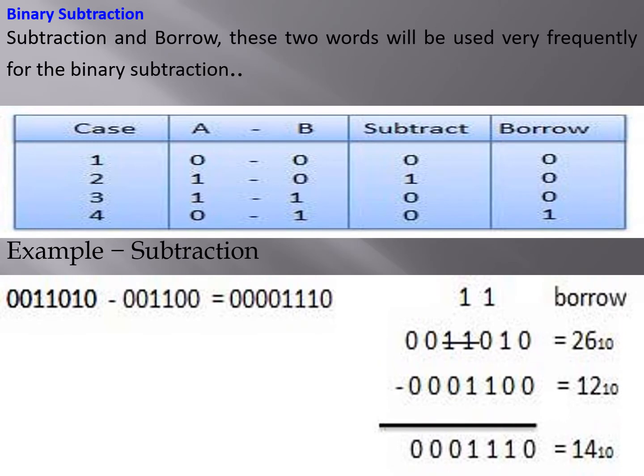Binary subtraction. Here we take two binary values. Subtraction of 0 and 0 is 0 and borrow will be 0. Subtraction of binary 1 and 0 is 1 and borrow will be 0. Subtraction of 1 and 1 is 0 and borrow will be 0. Subtraction of 0 minus 1 gives 1 and borrow will be 1.